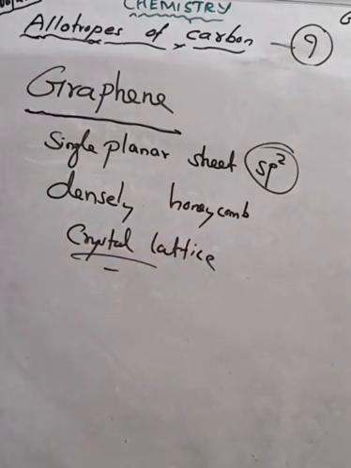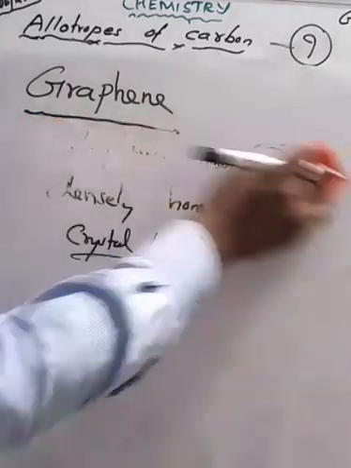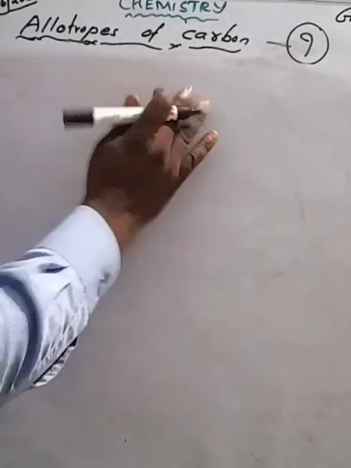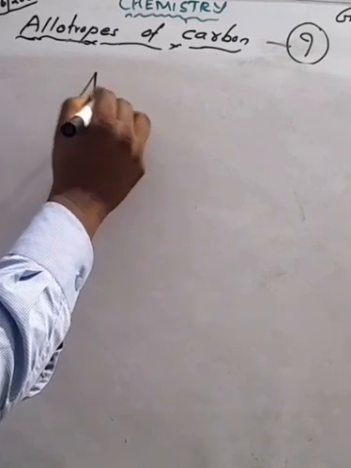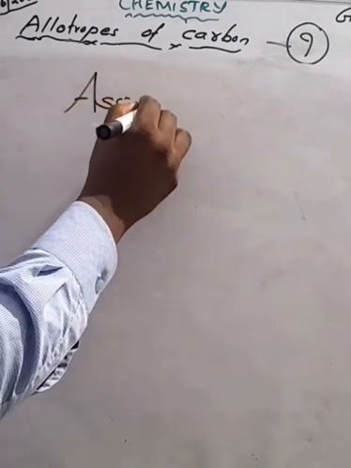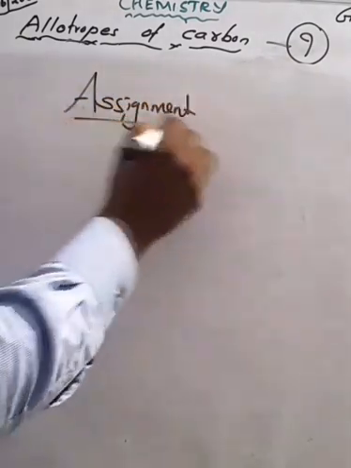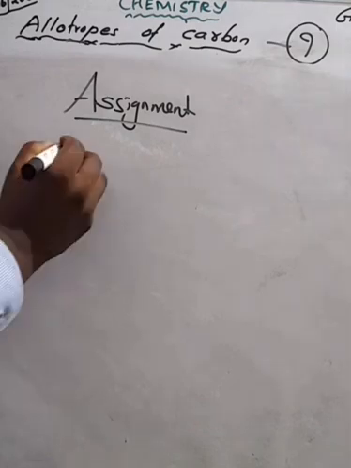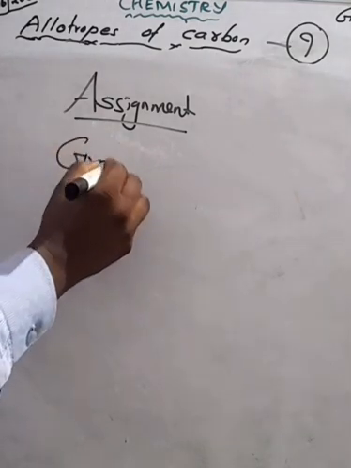My dear children, it's very important. I am not expecting the diagram. Try to learn this question. These five are very important, so try to learn them. Anyhow, today's assignment I am giving only for graphite.